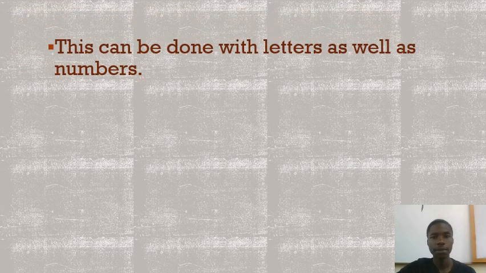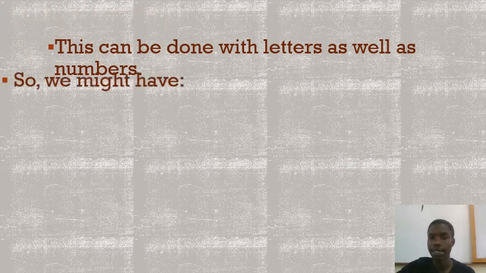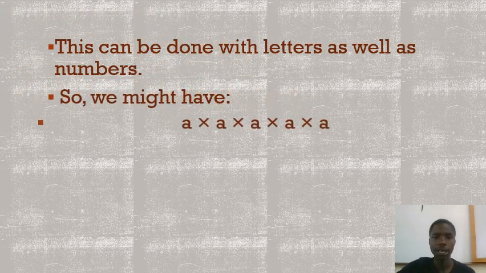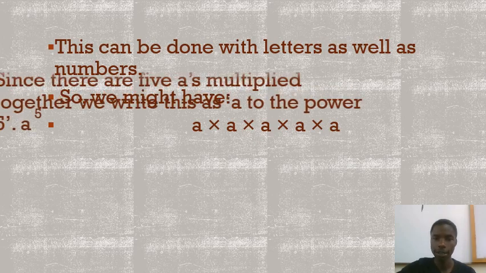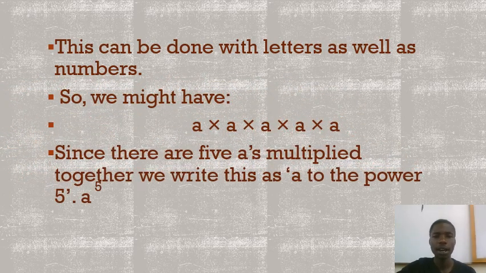Now, this can be done with letters as well as numbers. That's the important part about mathematics. We are not only talking about numbers alone. We shall also talk about letters. So we might have an example like a multiplied by a multiplied by a multiplied by a multiplied by a. As you can see, we have 5 a's there. The same a is multiplied by itself 5 times.